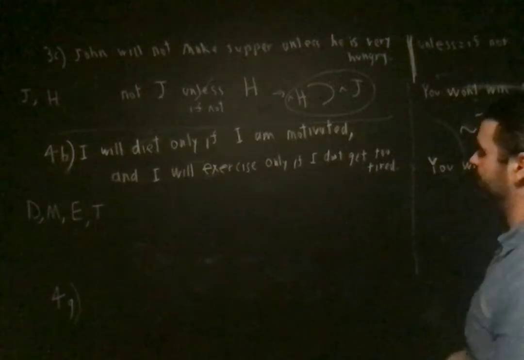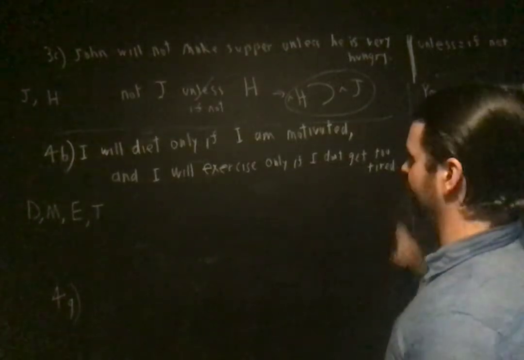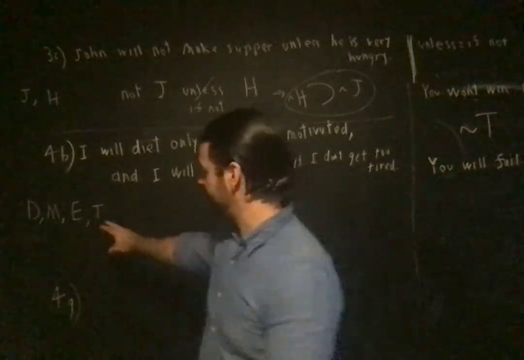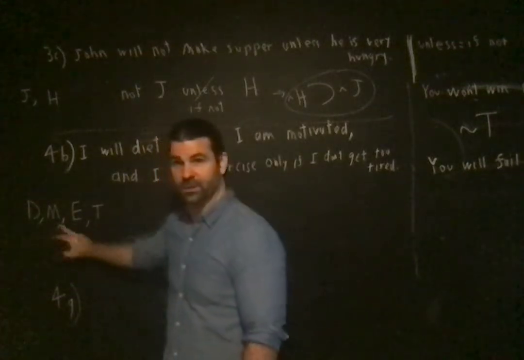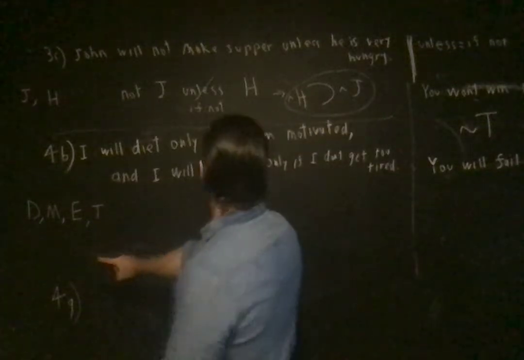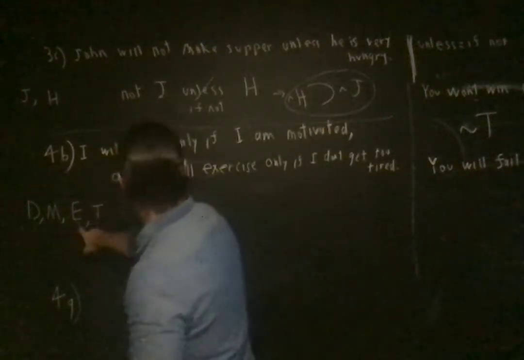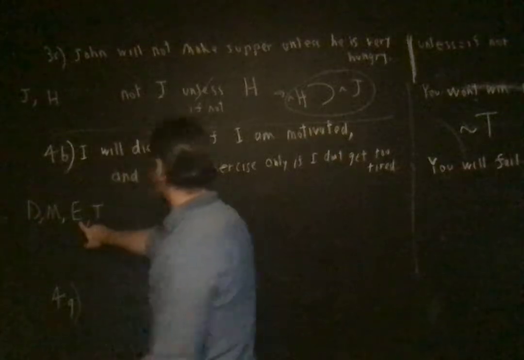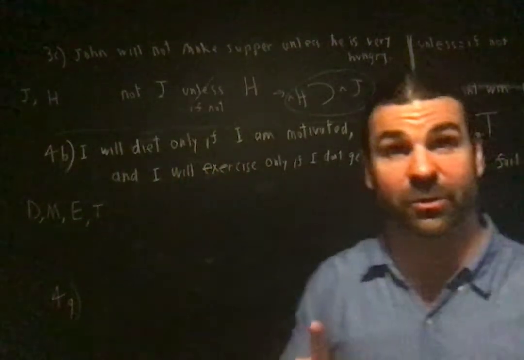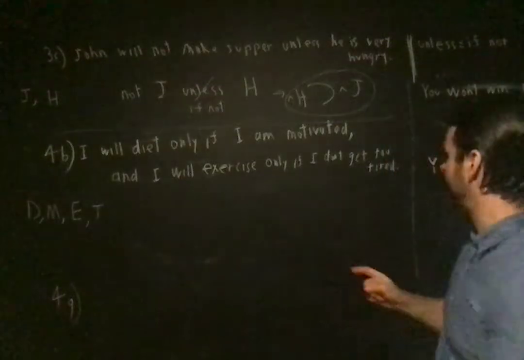I will diet only if I'm motivated, and I will exercise only if I don't get too tired. The dictionary gives us these letters for the simple sentences: I will diet is D, I am motivated is M, I will exercise is E, and T is I do get too tired.